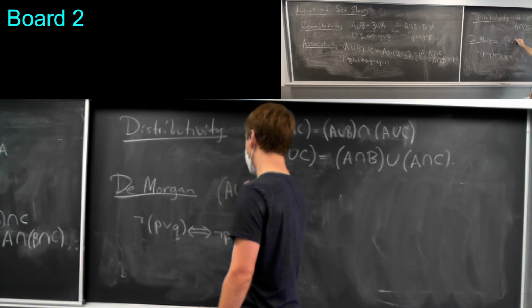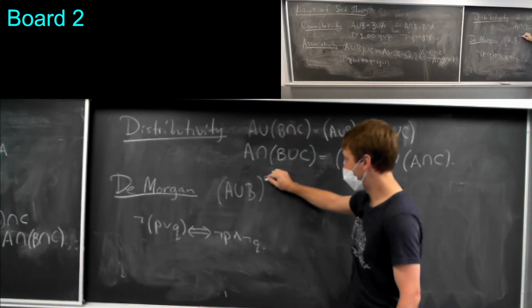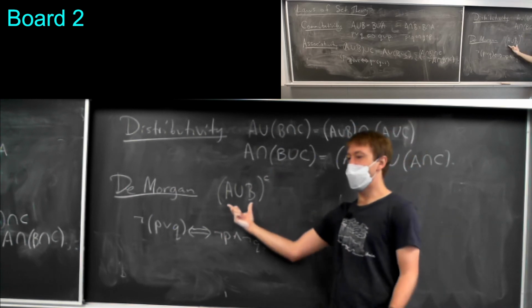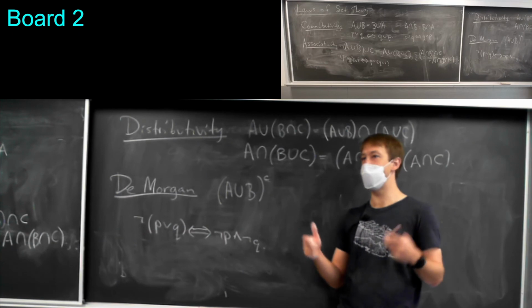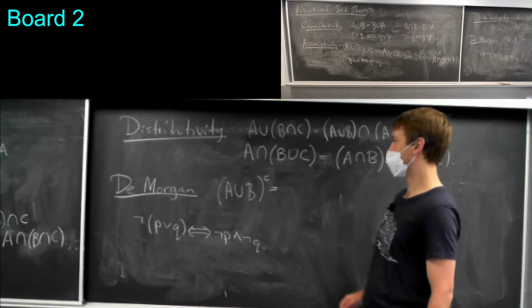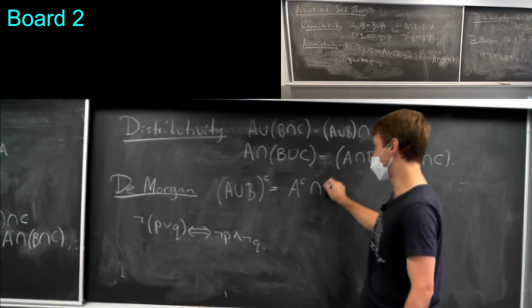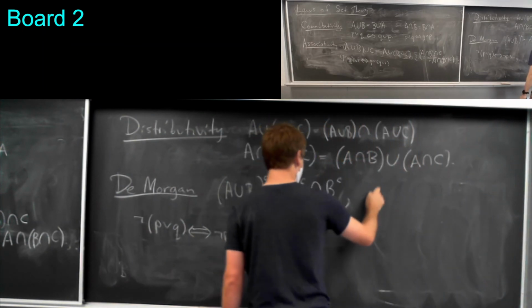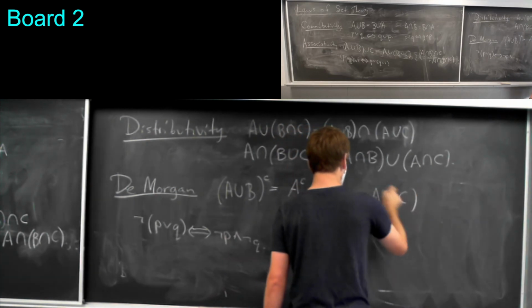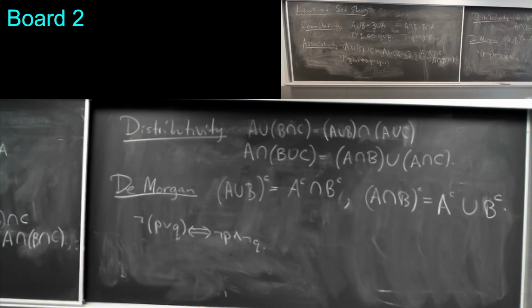So if I take A union B and take the complement of the whole thing, assuming A and B come from some common universe, then this is going to be A complement intersect B complement. And similarly, if I take the complement of an intersection, then it's the union of the complements.